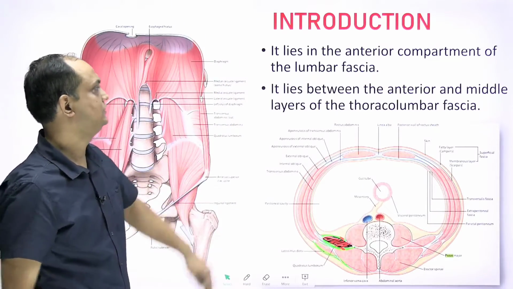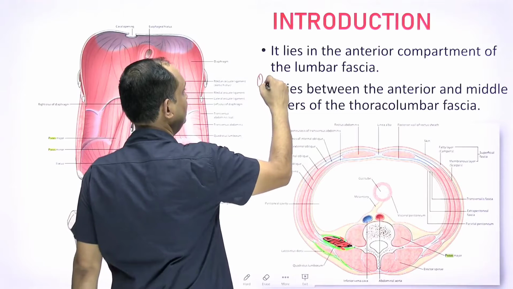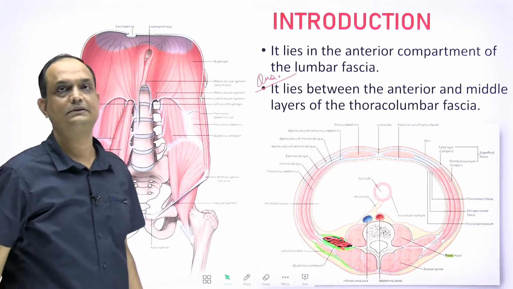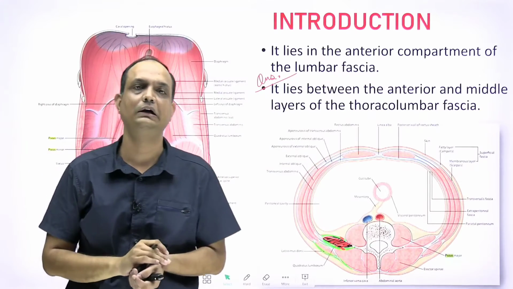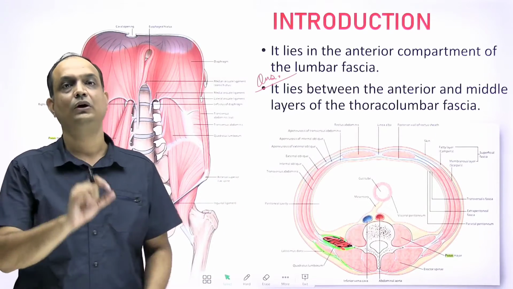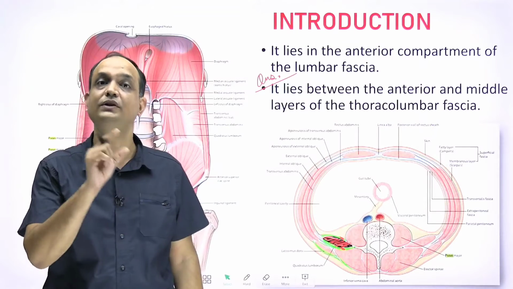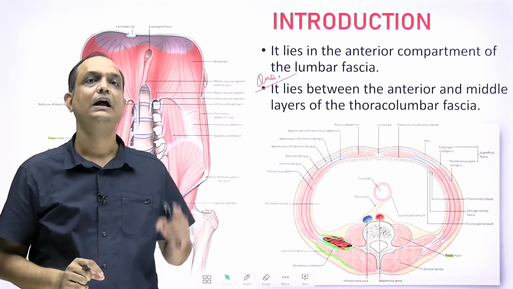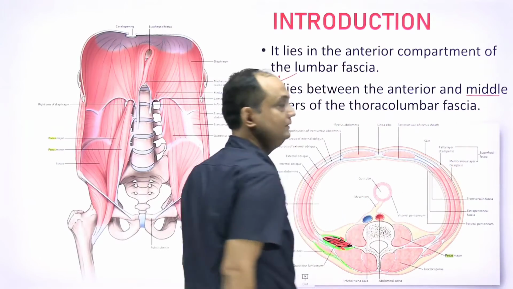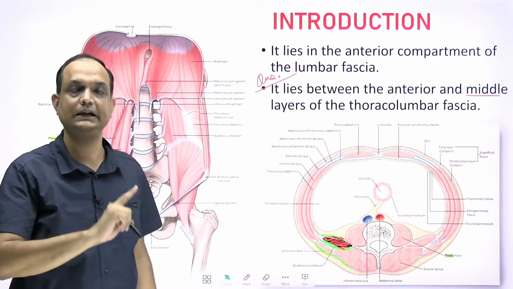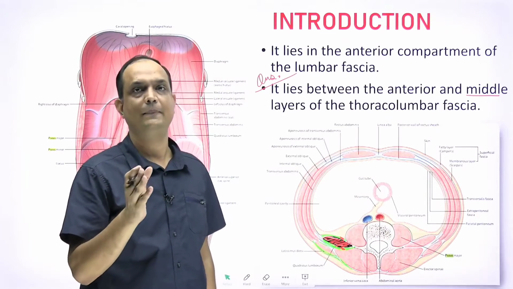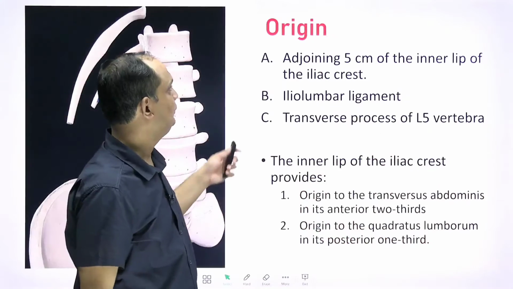So this is a question for your exam: what is the fascial covering of quadratus lumborum? Thoracolumbar fascia. But which layer of the thoracolumbar fascia? Anterior and middle. You have to understand, it is not posterior, it is the anterior and middle layer of the thoracolumbar fascia.